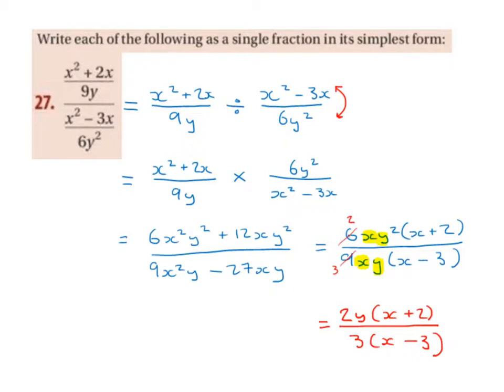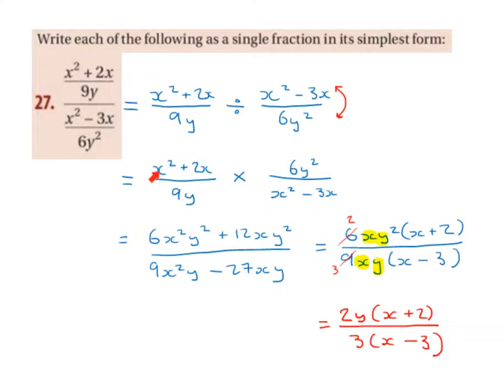Now the rule for dividing fractions is we turn the second fraction upside down. So this flips upside down and becomes 6y squared over x squared minus 3x. And we multiply. The divide becomes multiply. We don't do anything to the first fraction. Then we multiply top by top, bottom by bottom.